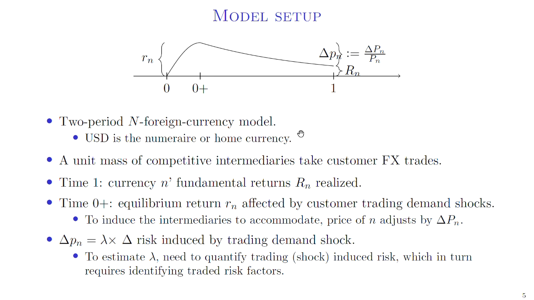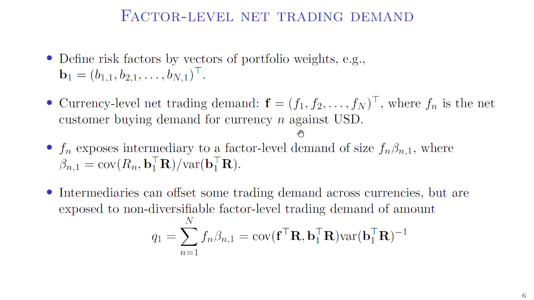What we're interested in is basically how the asset prices move at time zero, which is delta P, as affected by the risk that intermediaries take. The sensitivity that we're going to get is the intermediary elasticity lambda. Of course, to estimate this, we first need to quantify the trading demand shocks, which in turn asks us to identify these traded risk factors. So we're going to start with doing that.